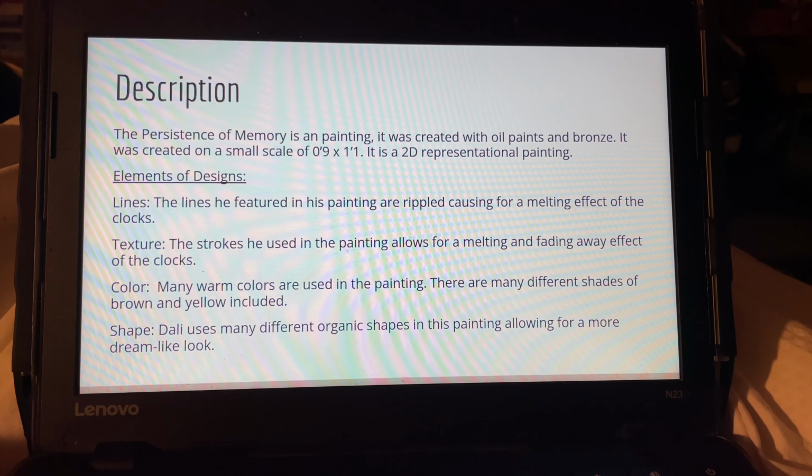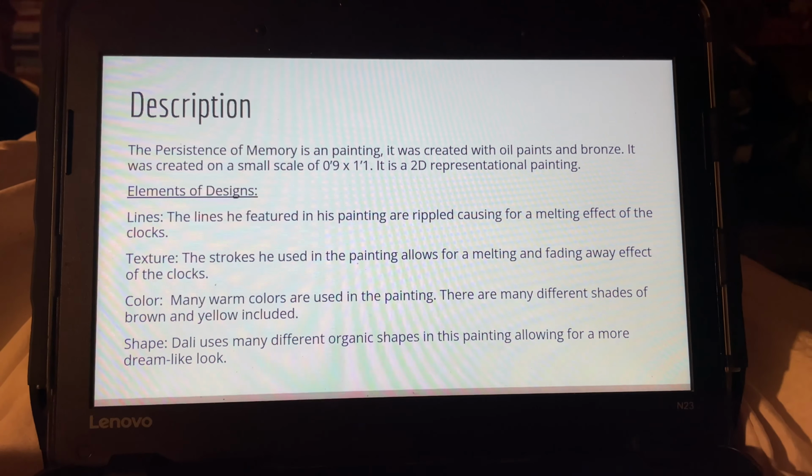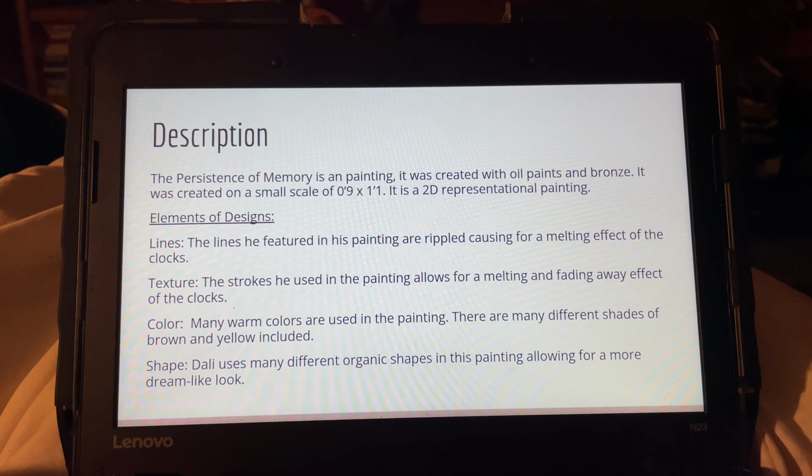Description. The Persistence of Memory is a painting. It was created with oil paints and bronze. It was created on a small scale of 0.9 by 1.1. It is a 2D representational painting. In person, the painting is very small. In photos I've seen comparing humans to the painting, it's just very small in scale.